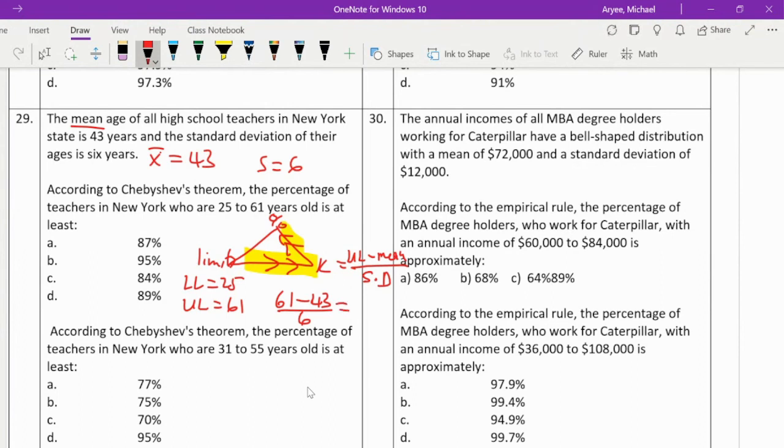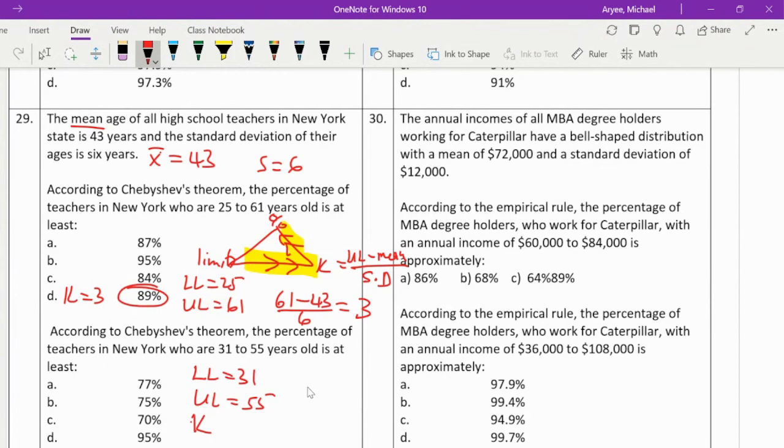Could someone work it out for me? In the second question, the lower limit is 31, the upper limit is 55. So K, what do you get? 3. So if K is 3, then we're going to select that because K equals 3.